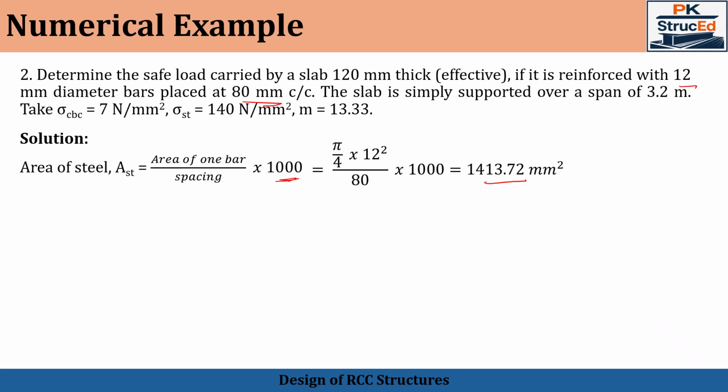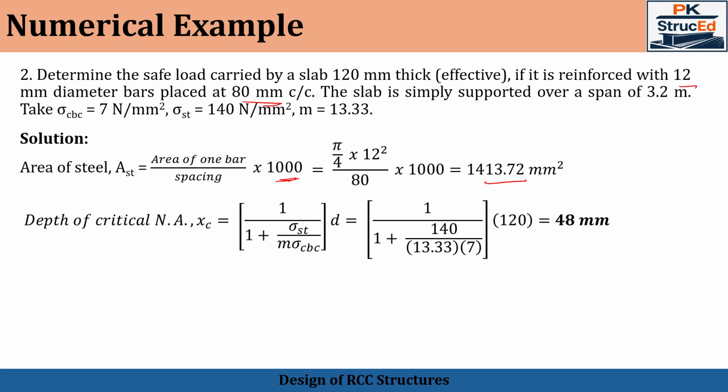Again, using the transformed section method, we need to locate the neutral axis. So the depth of the critical neutral axis will be computed with the same relationship, 1 by 1 plus sigma st by m into sigma cbc, into d, in which sigma st has been given as 140 Newton per mm square, sigma cbc has been given as 7 Newton per mm square, and m has been given as 13.33. The effective depth, that is the effective thickness, has been given as 120 mm, which is nothing but the d value. So substituting all the values, the depth of the critical neutral axis has been calculated as 48 mm.